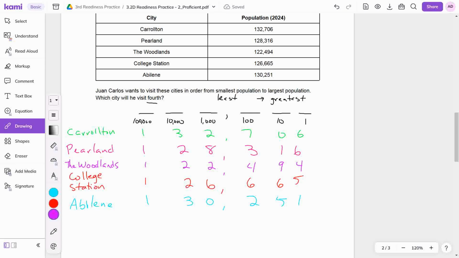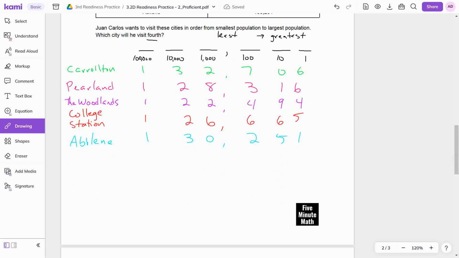All right, so we need to look at the largest place value first. So what is our largest place value? Well, our largest place value is the 100,000s place. We're going from smallest to largest, and so we can just put that right here. I'm going to put this little line right here. I'm just going to write these from least to greatest.